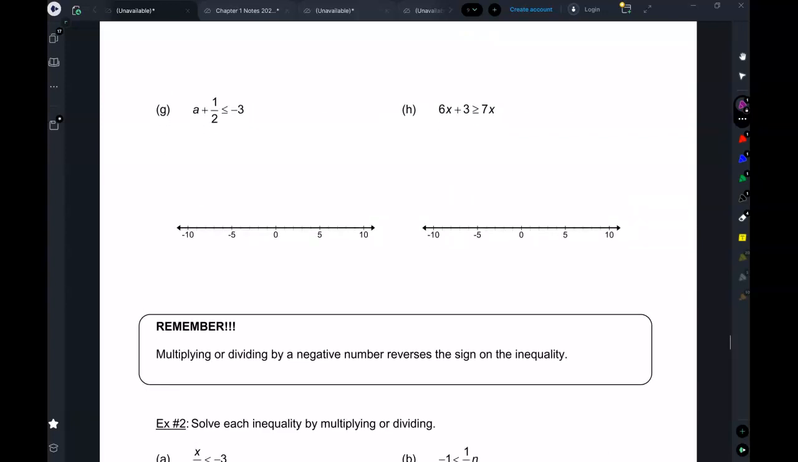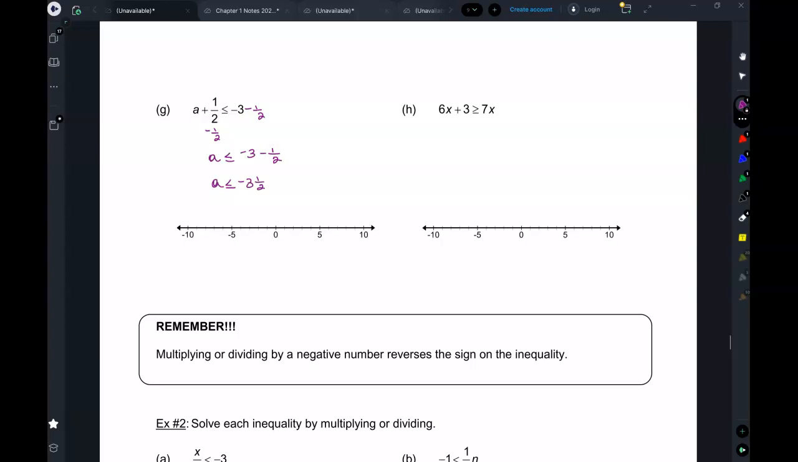Okay, here, negative 1/2, negative 1/2. So A is less than or equal to minus 3 minus 1/2. How much is that? Do you add the numbers or subtract? It'll be negative 3.5 or negative 7 over 2. So A is less than or equal to negative 3.5.